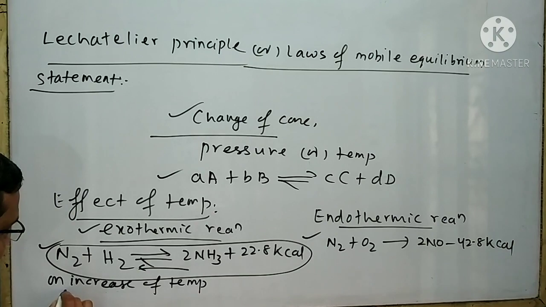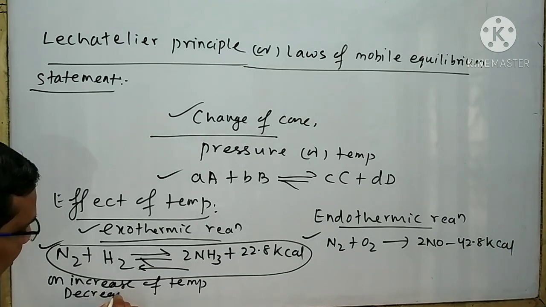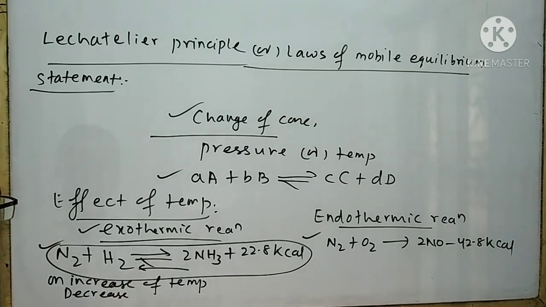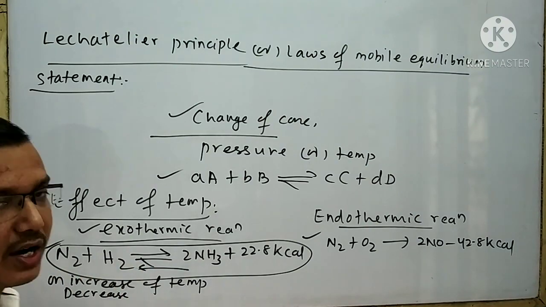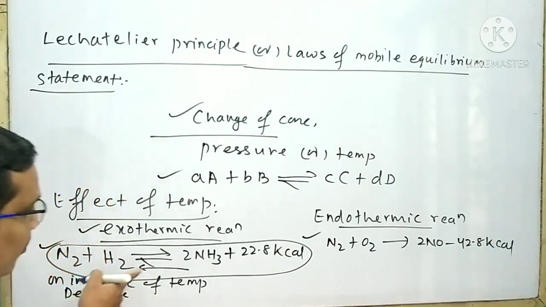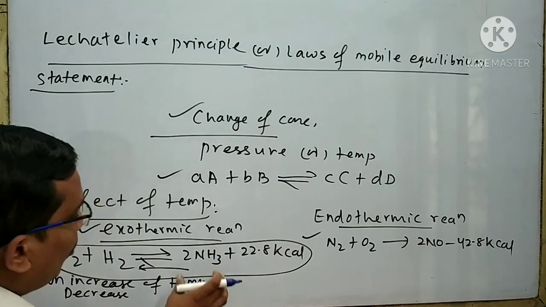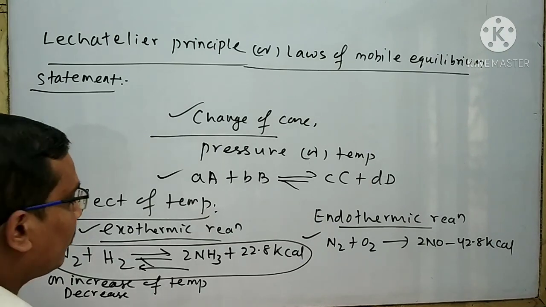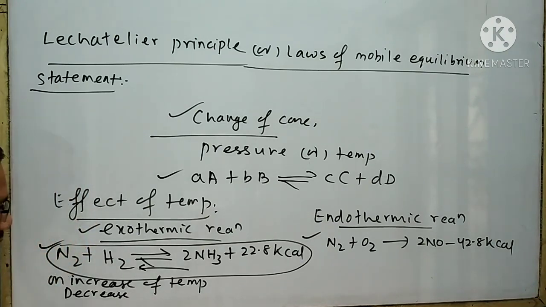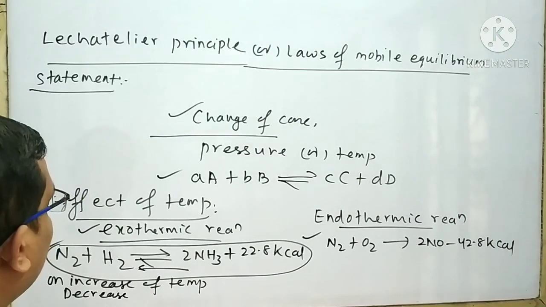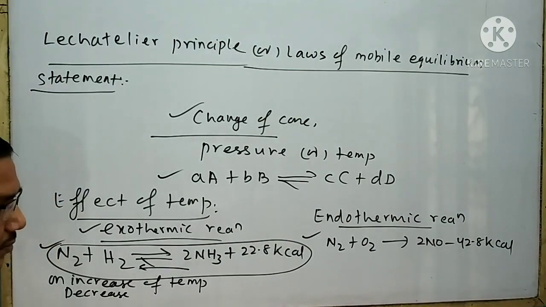If I decrease the temperature for this reaction, then what will happen? The reaction proceeds in forward direction, that means the equilibrium proceeds in forward direction, which clearly indicates that more amount of NH3 will be formed. On the other hand, the amount of nitrogen and hydrogen goes on decreasing.